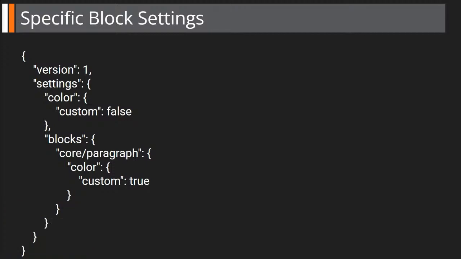What we can see here is we've got this blocks setting. So blocks, and we've got some curly brackets again. And what we're doing here is we can actually specify specific blocks. So within the WordPress core, all the blocks have this word core and then a slash and then the block name. So we're targeting here the paragraph block that comes with the WordPress core app.